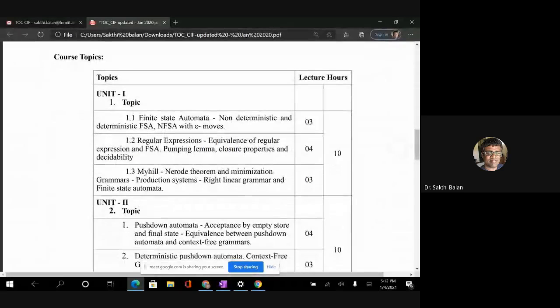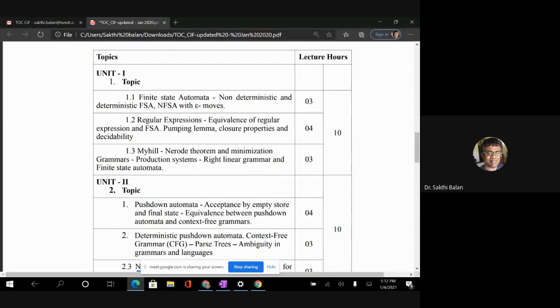Let's see the contents of the whole course. There are 4 units. The first unit is on finite state automata, which we call FSA. In finite state automata, we will look at various types: deterministic, non-deterministic, and non-deterministic with epsilon moves. We will look at the power of all these finite state automata in all their variants.